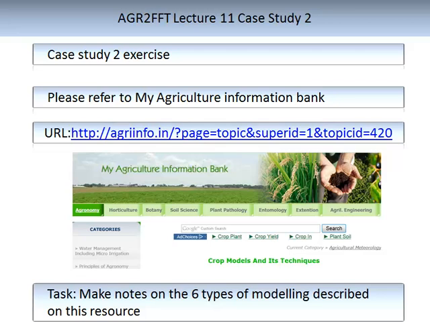For case study number 2, you'll have to refer to the following URL link. This site is called My Agricultural Information Bank. Please read and make notes on the modelling described on this resource. There are 6 types. Put these types of models into your lecture notes here to complete your lecture notes on this topic.